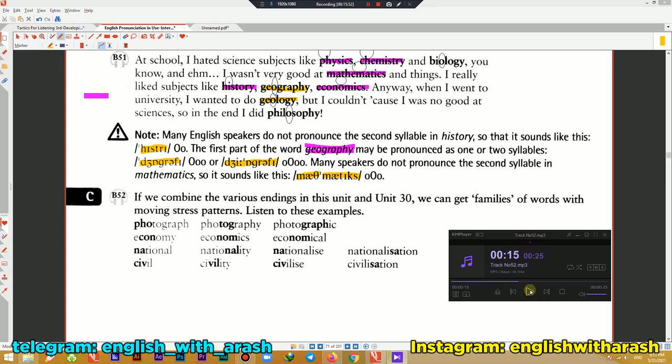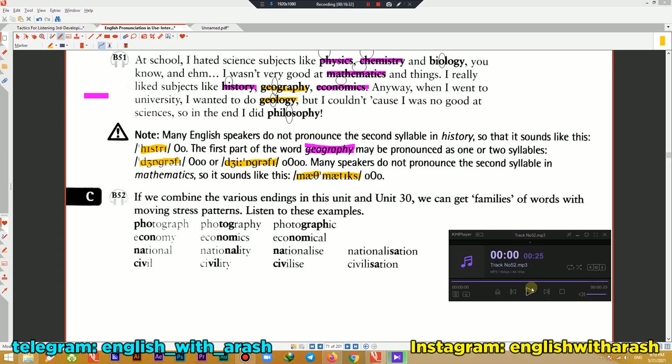Economy. Economics. Economical. National. Nationality. Nationalize. Nationalization.